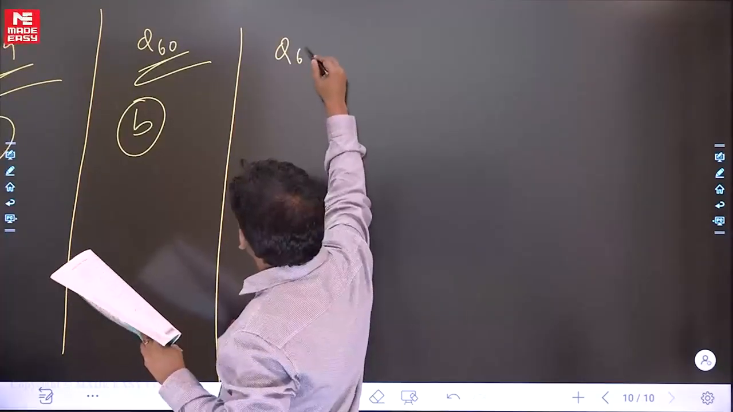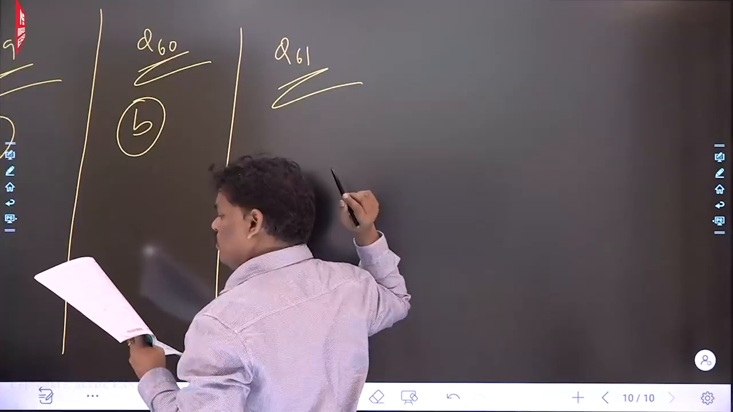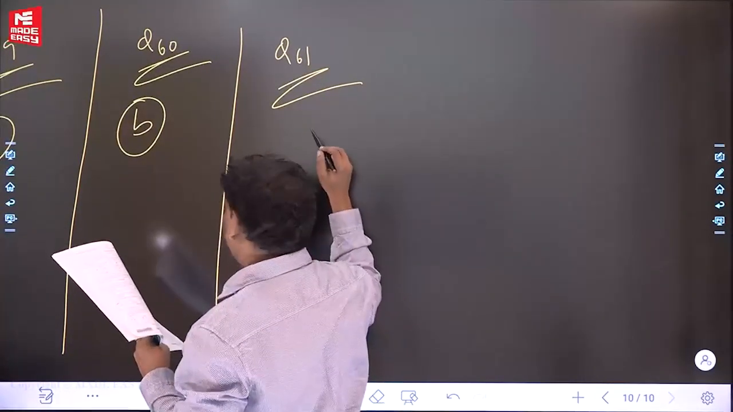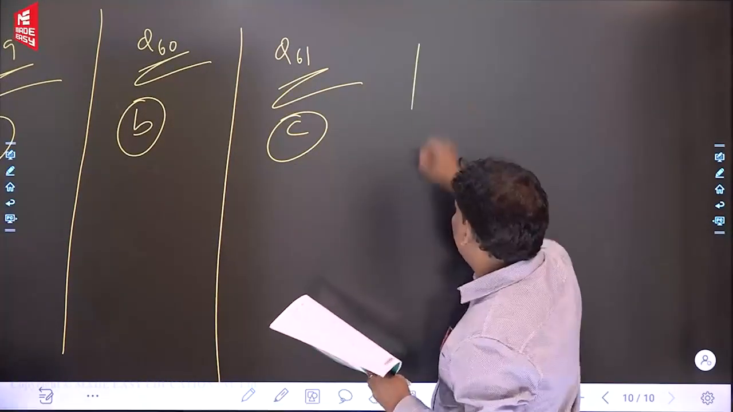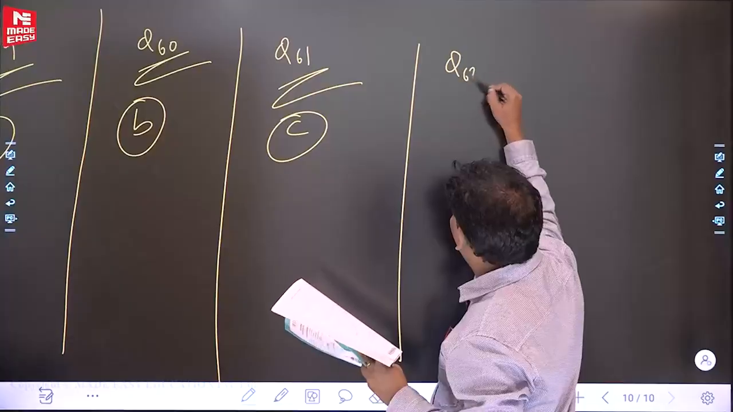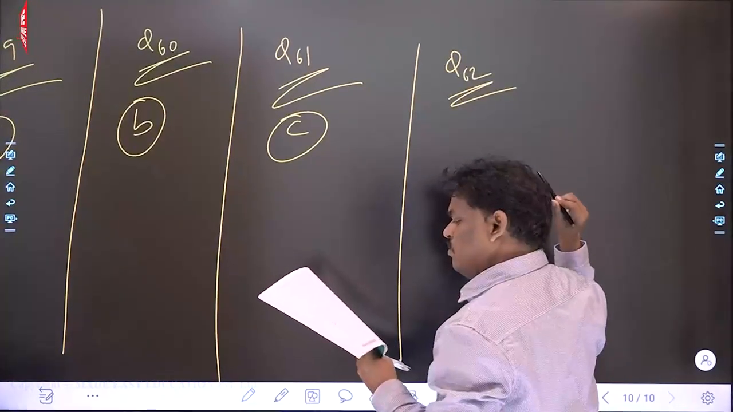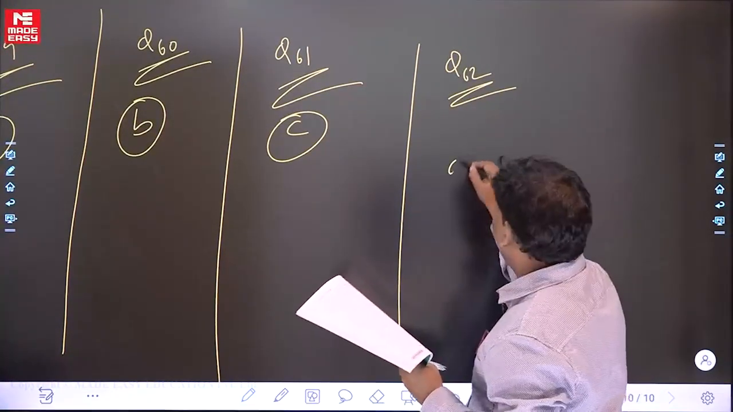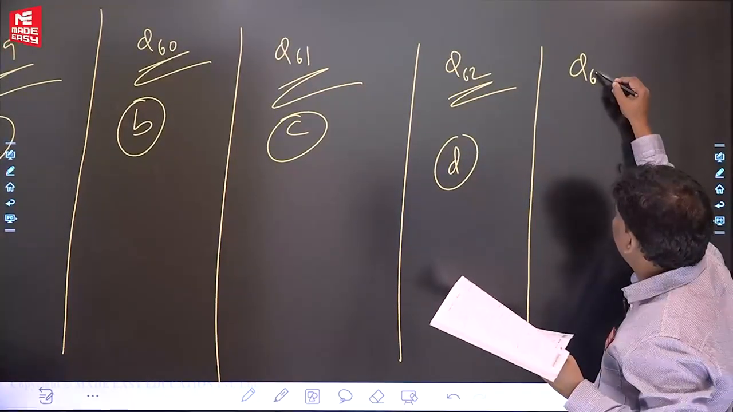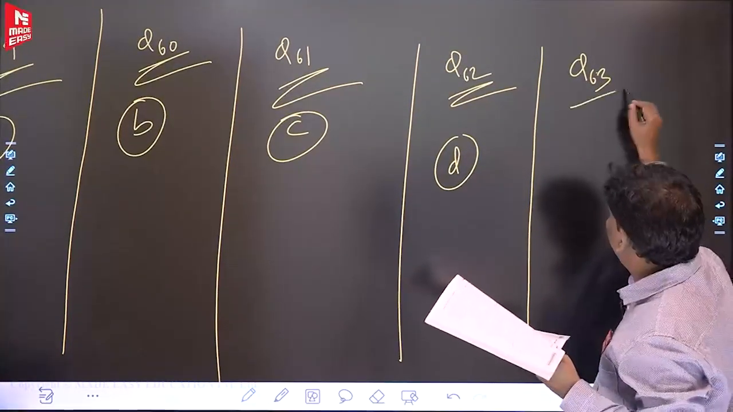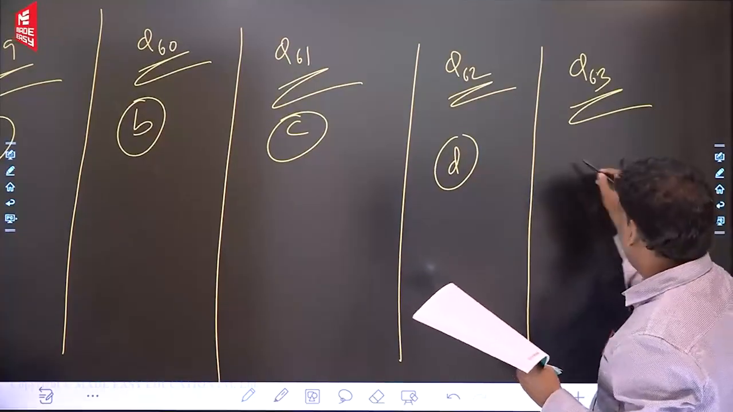Question number 61, C. This is also a small problem. Go to question number 62, D. Next one, 63. Question number 63, A.